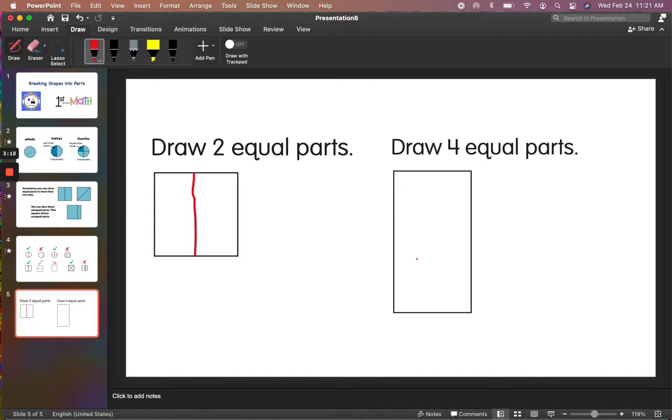So for my rectangle over here, in order to show 4 equal parts, or fourths, again, I'm going to start in the middle, and I'm going to draw a line down the center as well as I can here. And then I'm going to find the middle of my rectangle and draw a line across. And it kind of looks like a window. And so that shows 4 equal parts, or fourths. So as you begin to break shapes into parts, make sure they are equal parts. Remember, 4 parts are fourths, and those 2 parts are halves.